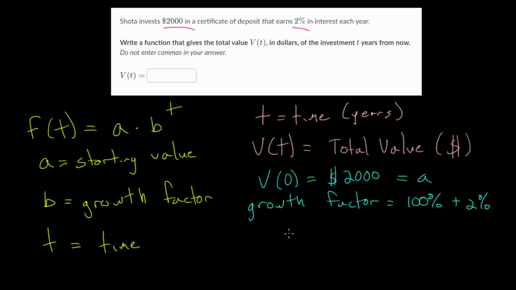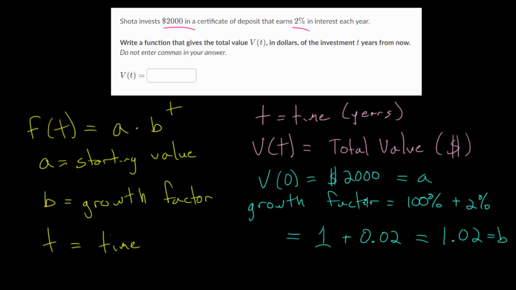Just to convert these to decimals, remember percent just means divide by 100, so 100 divided by 100 is just 1. And this is 2 divided by 100, or 2 hundredths, so 0.02. Adding these together, we get 1.02. This is our growth factor, b, from our general formula. Essentially it means that every year we're going to be multiplying by 1.02.